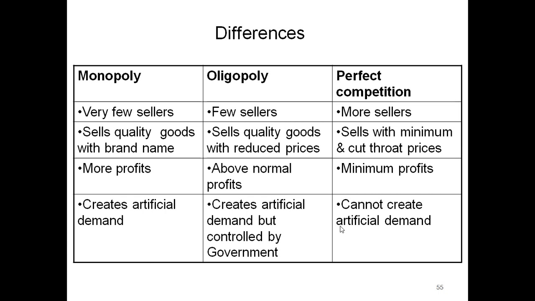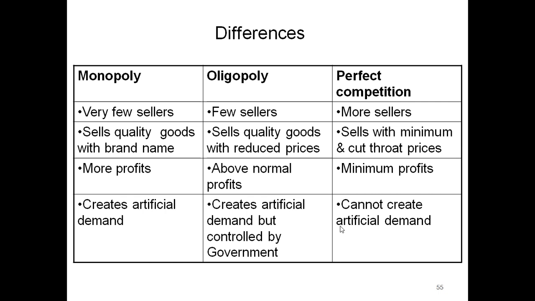Monopoly gets more profits. Oligopoly gets above normal. Perfect competition gets minimum profits. Monopoly creates artificial demand, controlled by the government. Oligopoly creates artificial demand. Perfect competition cannot create artificial demand. Competition is imperfect in the case of oligopoly, and the competition is perfect in the case of perfect competition. The demand is more than supply in monopoly. Supply and demand are nearly equal in oligopoly. Supply is more than demand in perfect competition.